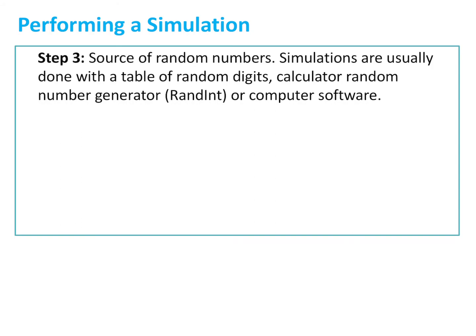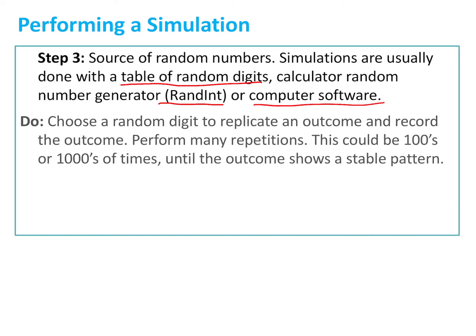Okay, once we have our numbers assigned, we are going to step 3, which is a source of random numbers. We've looked at sources of random numbers. We've looked at Table D, which is our table of random digits. We've looked at our calculator with RandInt, and then there's also computer software. There's Excel. If you Googled it, you'd find all sorts of simulation tools that you can use. So you would have to decide what source we're going to use to get our random digits.